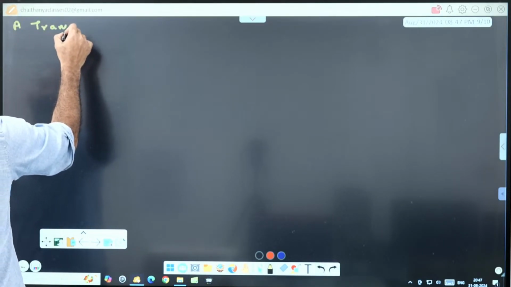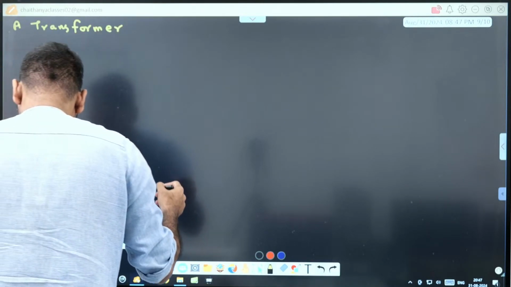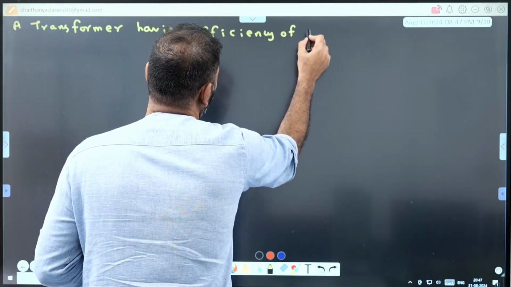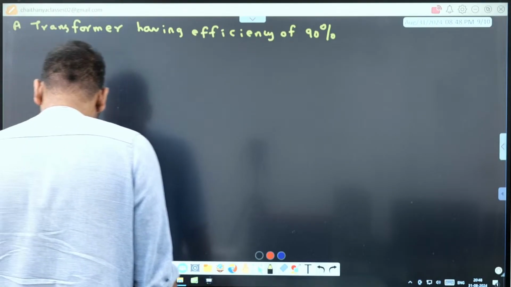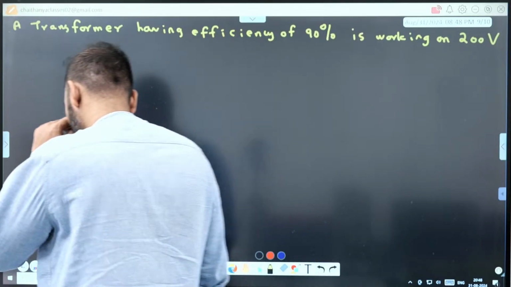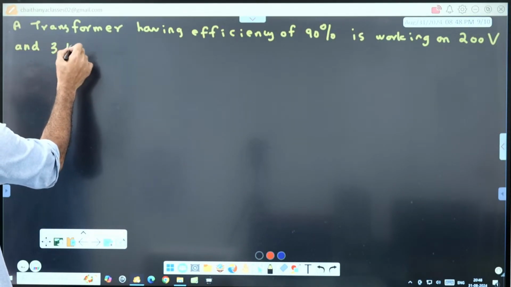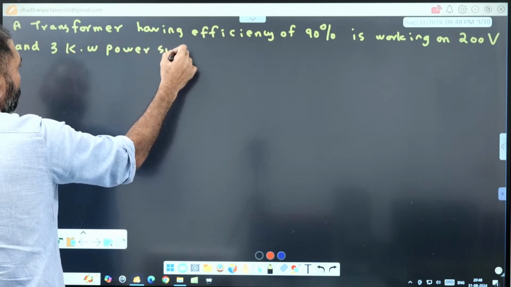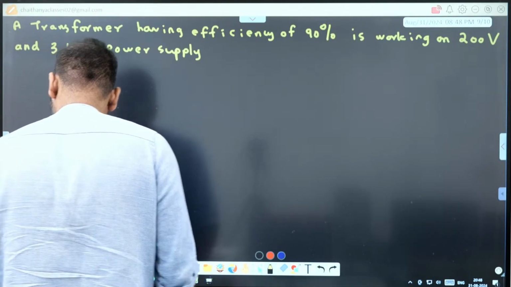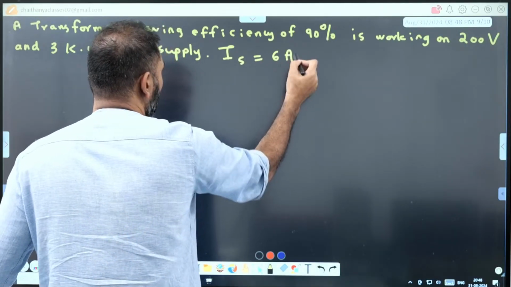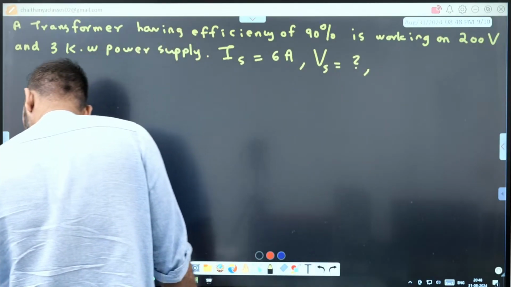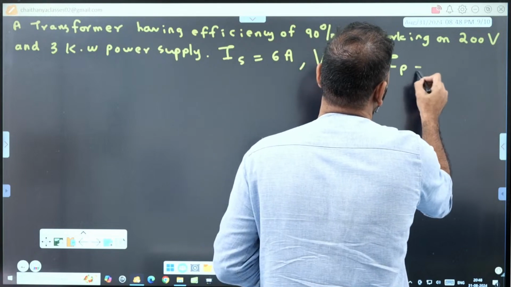A transformer having efficiency of 90% is working on 200 volt and 3 kilowatt power supply. കിലോ വാട്ട് ആണ് കേട്ടോ, കിലോ വാട്ട് പവർ സപ്ലൈ. സെക്കൻഡറി കറണ്ട് ഈസ് ഈക്വൽ ടു 6 ആംപിയർ. വാട്ട് ഈസ് ദ വോൾട്ടേജ് അക്രോസ് സെക്കൻഡറി കോയിൽ? വി ഹാവ് ടു ഫൈൻഡ് ഔട്ട്. ആൻഡ് ദ കറണ്ട് ഇൻ ദ പ്രൈമറി കോയിൽ.